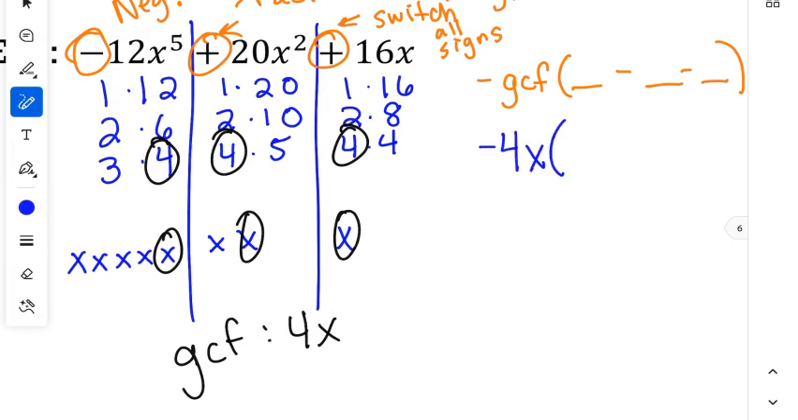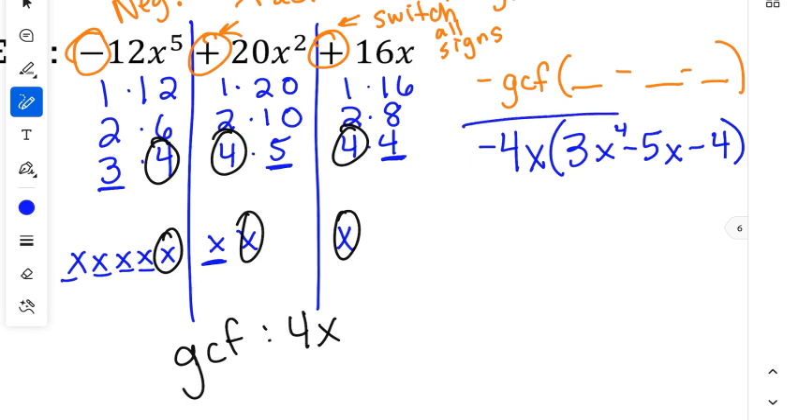So that means my GCF is going to be negative 4x, parenthesis. See how the first number is negative 12x to the 5th? Well, it's going to just be a positive, whatever is left. So look at what's left. 3, 1, 2, 3, 4. 3x to the 4. And then I'm switching signs, so minus 5x minus 4.